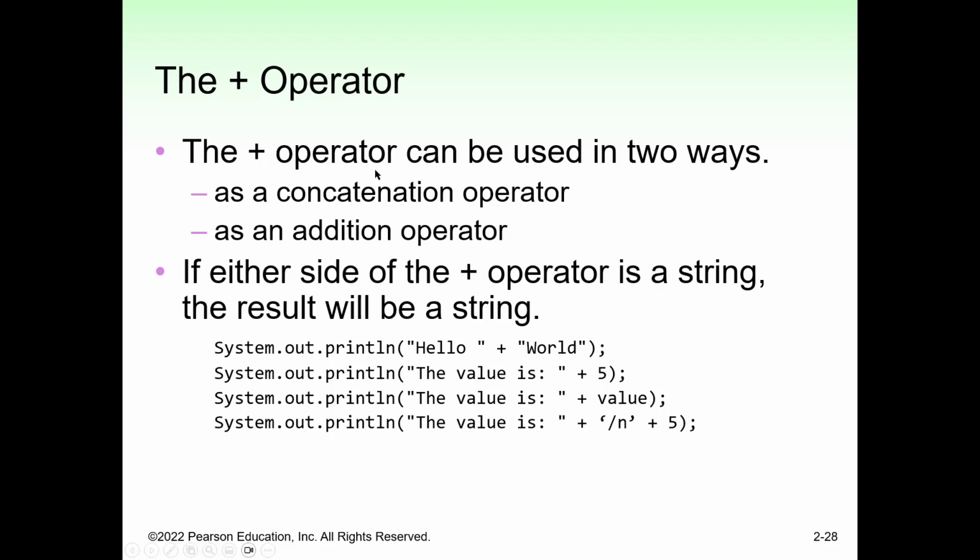The plus operator works a little bit differently. It has another function than it does in Python, and it's a concatenation operator. What that means is if either side of your expression right here is a string, the result will be a string. For example, here we have a string, the value is, then we put a plus, and then we put an integer 5. This whole string will be the value is 5. However, it will all be a string. So this 5 will turn into a string, even though it was an integer before.